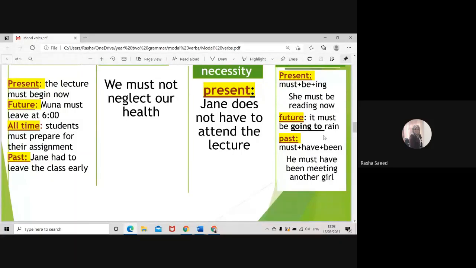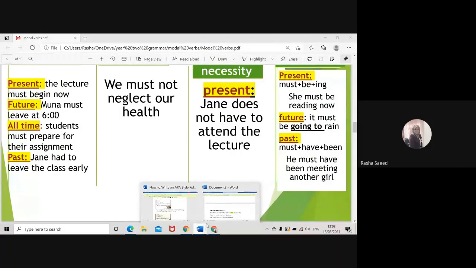Then again, deduction referring to the past. Notice the modal verb we have, and been. For instance, he must have been meeting another girl this whole time in the past. Okay? So let's give examples now. Okay, doctor.